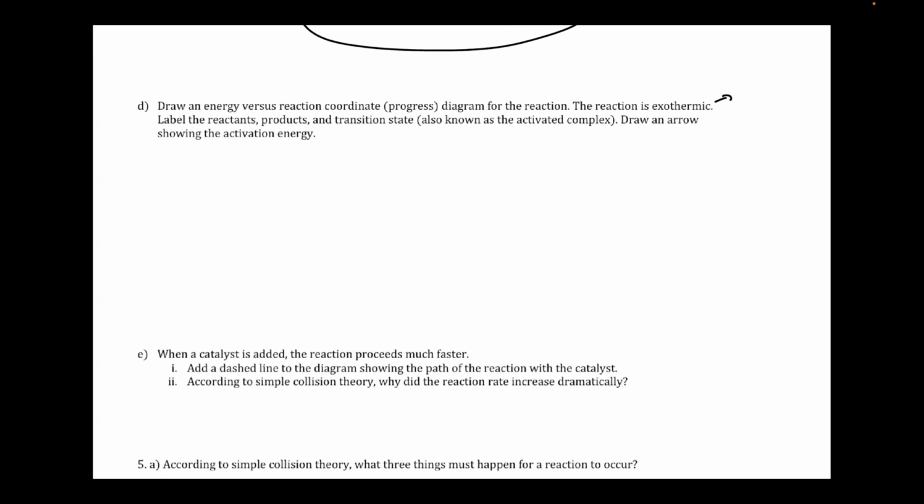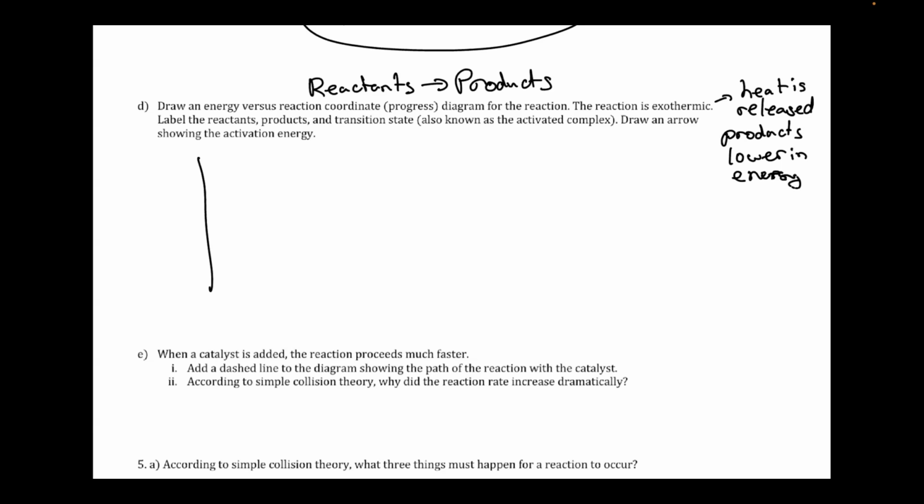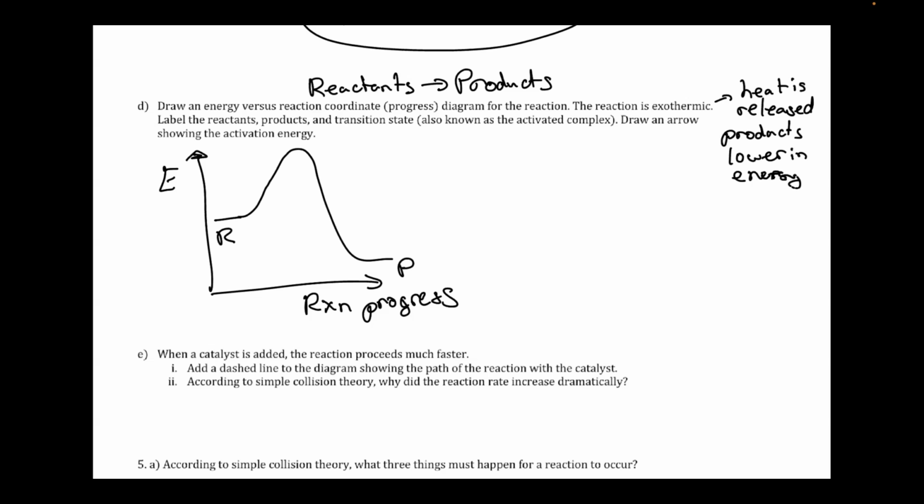So the reaction is exothermic. That means heat is released, which means our products are going to be lower in energy. Remember, we're thinking about reactants going to products. And so that's what our reaction coordinate diagram is showing, with energy on the y-axis, reaction progress on the x-axis. If we start with reactants, which I'll represent with R, we go to products, which I'll denote with P. Then the key point on that path from reactants to products is the transition state, where we have that maximum energy state on the way from reactants to products.